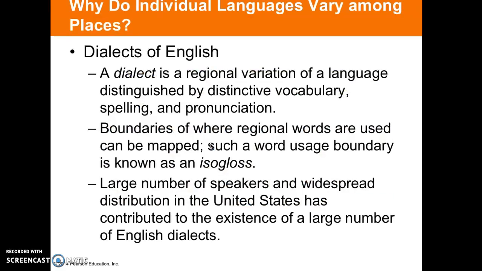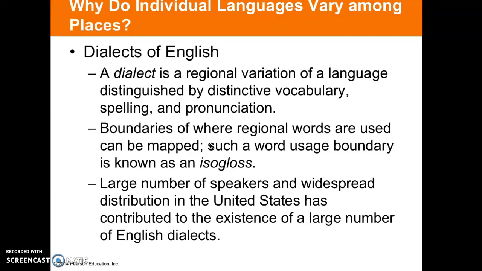When we look at the variation of individual languages between places, we also need to look at dialects. Dialects are a regional variation of a language, and it's going to be distinguished by distinctive vocabulary, spelling, and pronunciation. So boundaries of where regional words are used can be mapped, and such a word usage boundary is known as an isoglot.